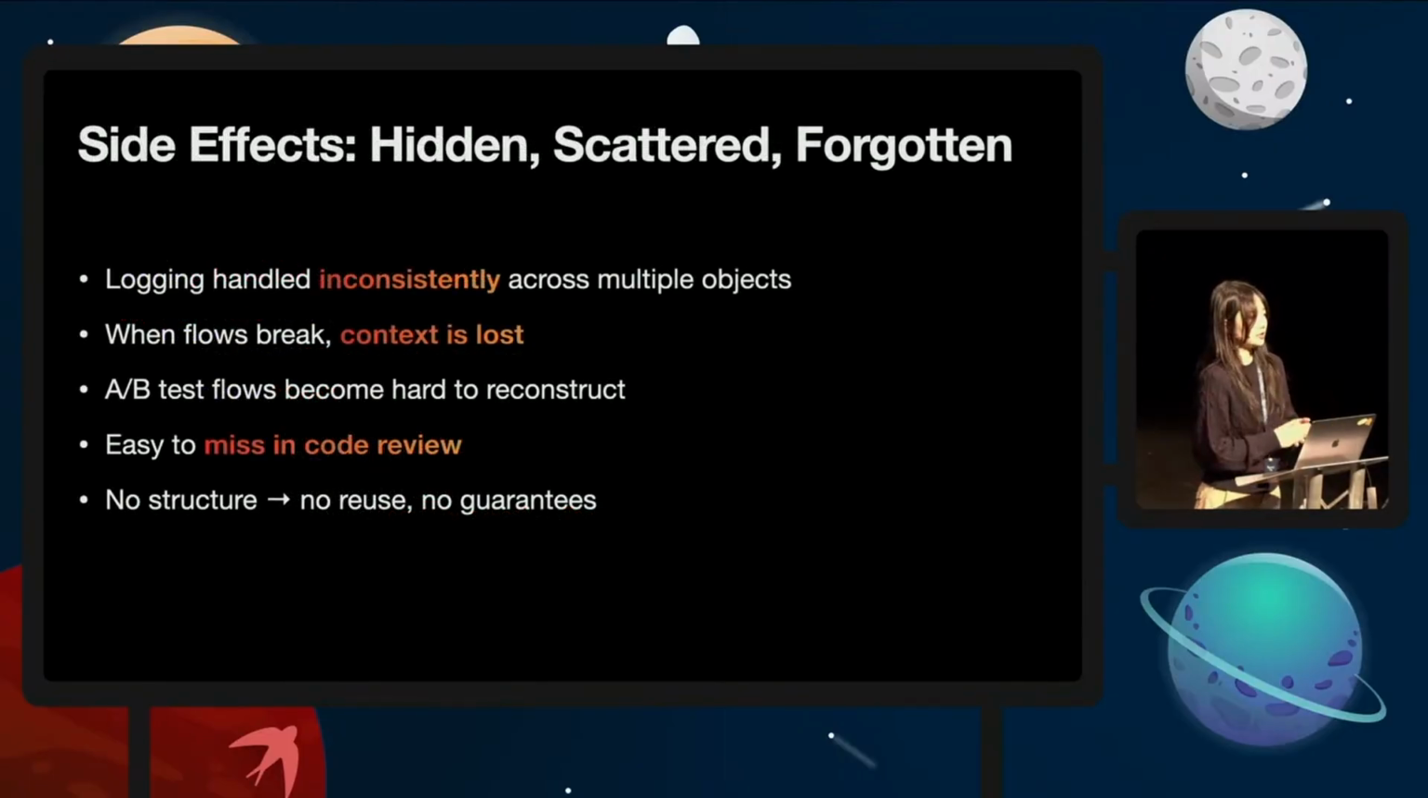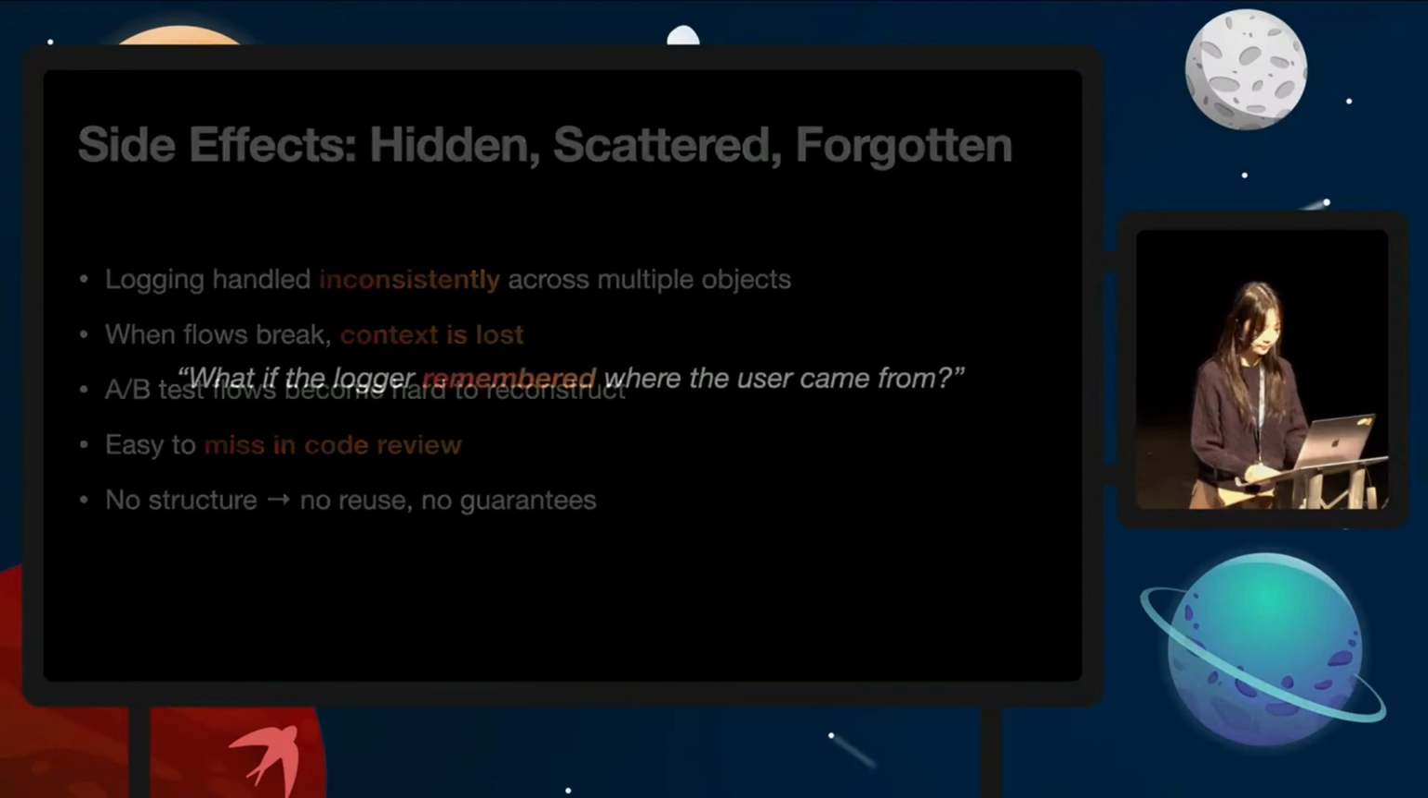There are many ways to log, but without a structure, they become scattered. When flows break, context is lost. A/B test data is hard to piece back together. And in code review, these hidden logs are easy to miss. No structure means no reuse and no guarantees.